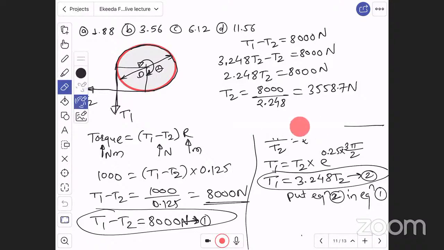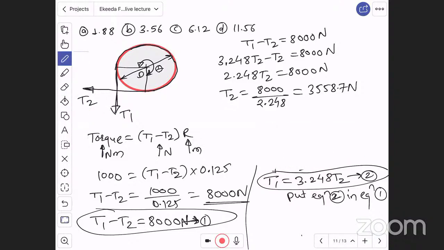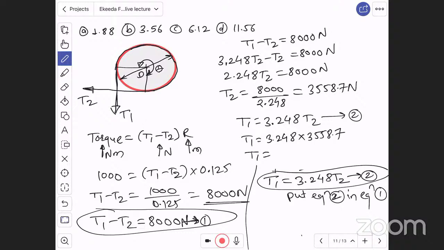But they are asking what is T1, the tight side tension. Put the relation. What is equation 2? Equation 2 is T1 is equal to 3.248 T2. Put the values. Therefore, T1 is equal to 3.248 into 3558.7. The answer will be in Newton, my dear students. Therefore, the answer is 11.56 into 10 to the power 3 Newton. This is T1.